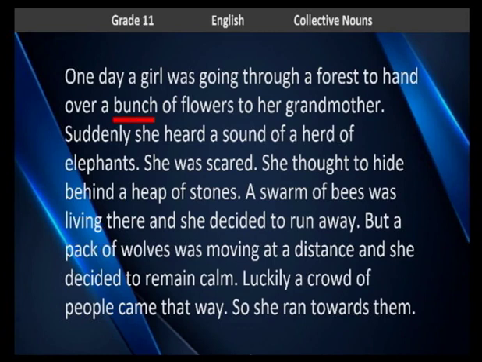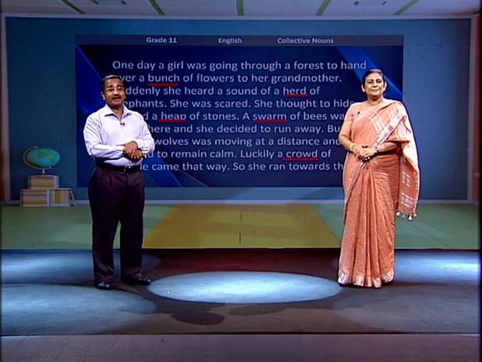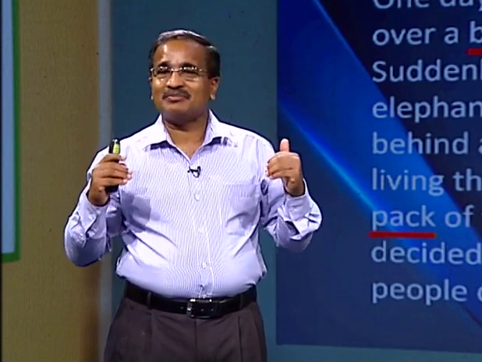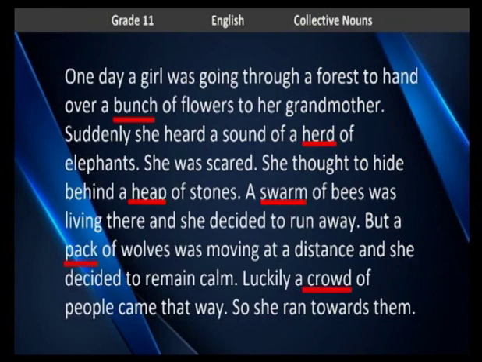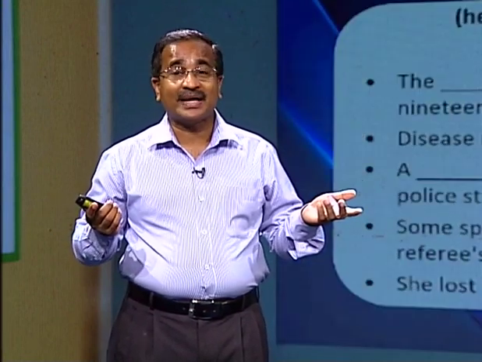The first one. A bunch of flowers, a herd of elephants, a heap of stones, a swarm of bees, a pack of wolves, a crowd of people. Okay, 1, 2, 3, 4, 5, 6. There are 6 collective nouns in this paragraph. Now, our children should have understood the basic idea about collective nouns, the grammar behind the collective nouns as well. And now, we are going to do some activities in order to see whether you can use them meaningfully in sentences. Look at this activity.